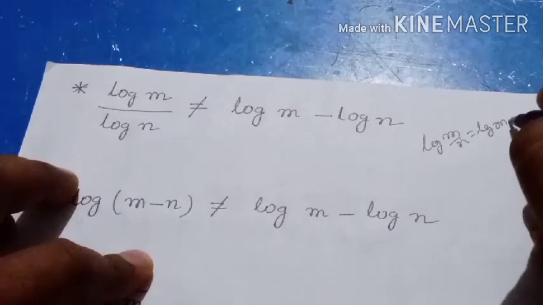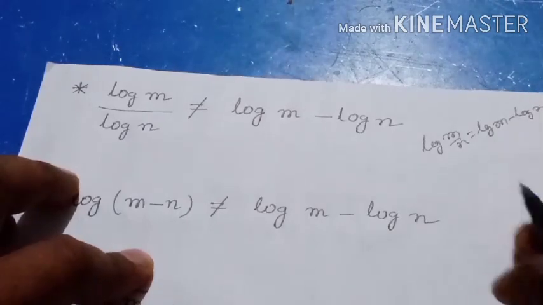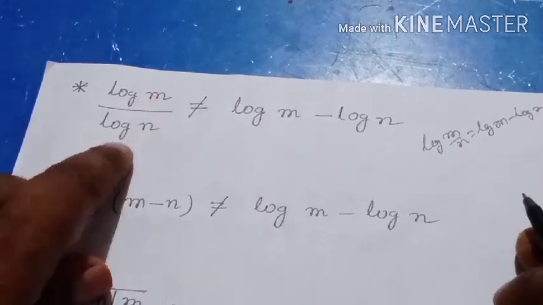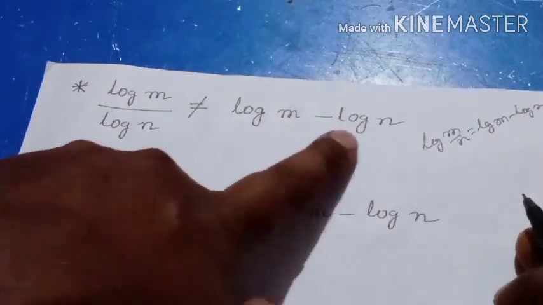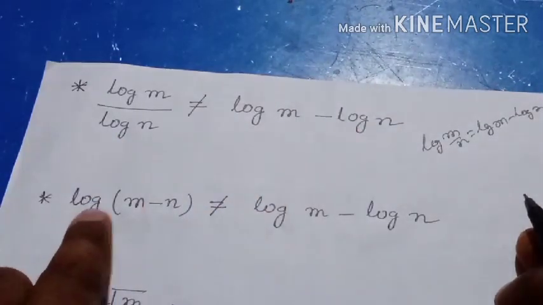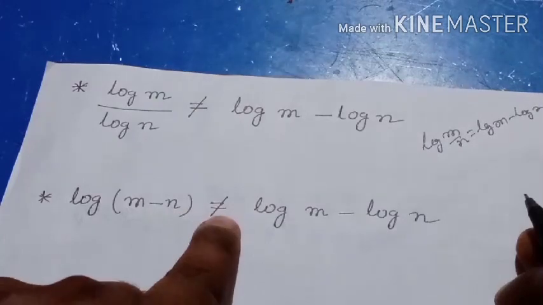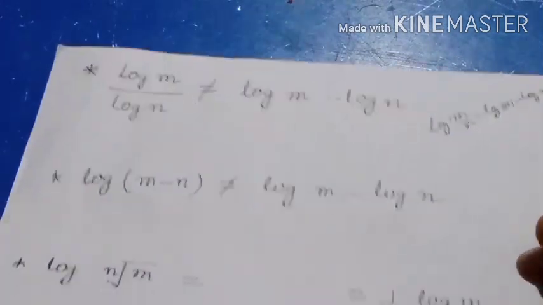In the quotient law we have studied that log m by n can be represented as log m minus log n. But children, keep in mind that log m by log n cannot be equal to log m minus log n, or log of the bracket m minus n cannot be represented as log m minus log n.